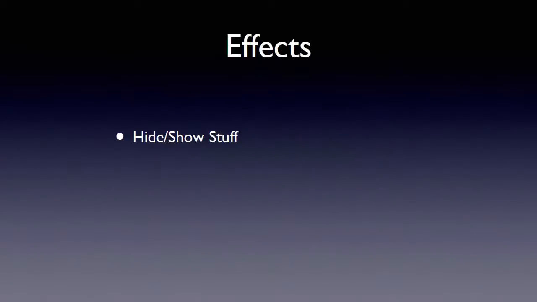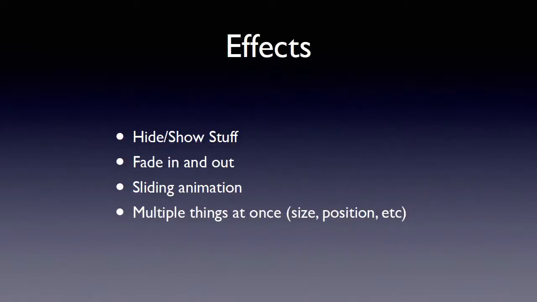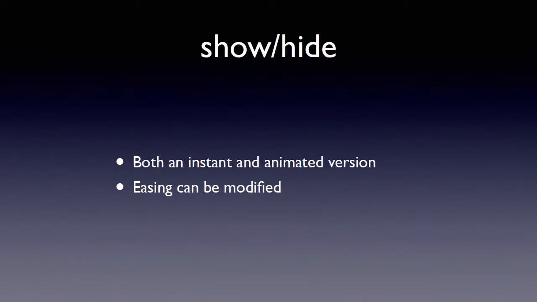Let's talk about effects. So you have ways to hide and show stuff. You have ways to fade things in and out. You can do basic sliding type animations. And there's also a way to change multiple different CSS properties at the same time. Let's begin with show and hide, probably the simplest effect. This can be an instant change, or it could be animated where it happens over time. You can actually modify the easing, which is how the duration of the animation is done. That's really for the advanced people.